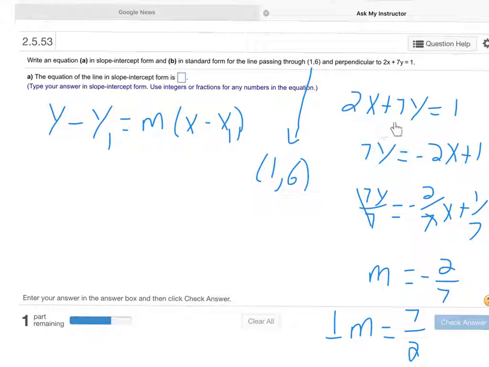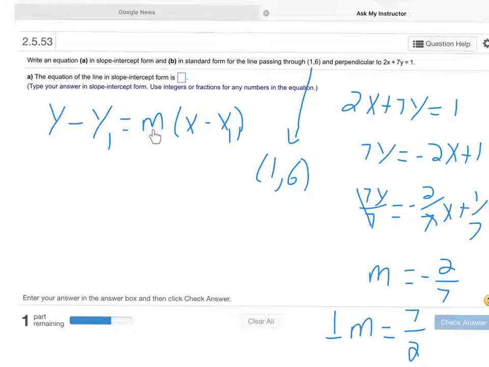So you want to solve this equation for y first of all. I subtract 2x from each side, and I divide everything by 7, and so the slope is the coefficient of x. Slope is negative 2/7. So the slope we want is the negative reciprocal of that, or the perpendicular slope, which would be a positive 7/2.